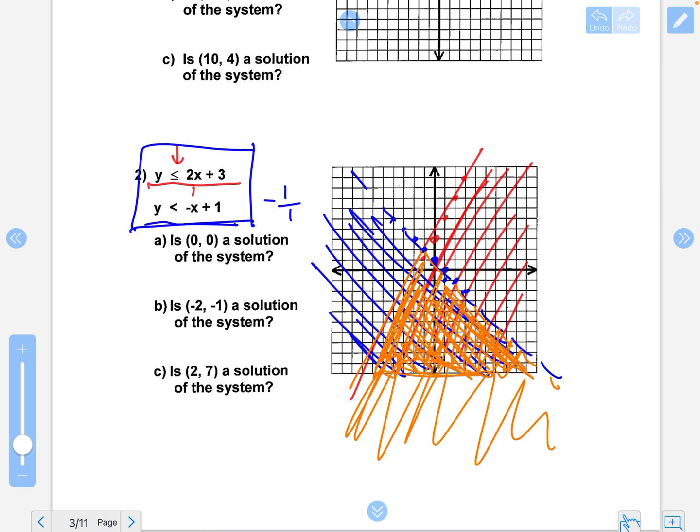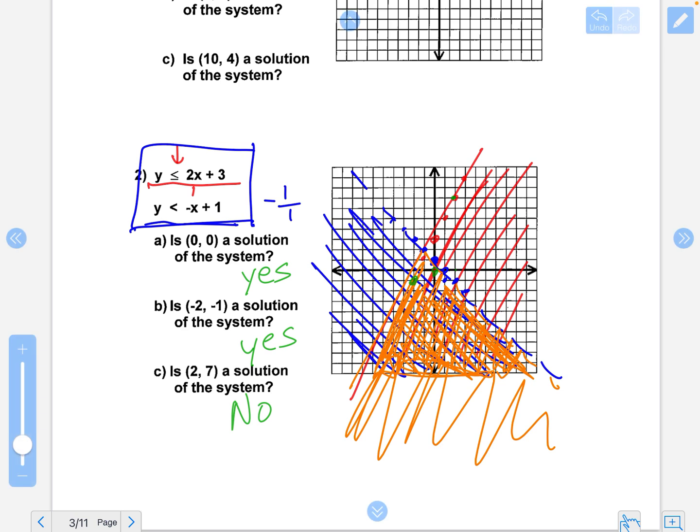So is (0, 0) a solution? Well, it's right there. If I'd drawn my line correctly, yes, it would be in the double shaded area. Is (-2, -1)? Yes, it's in the double shaded area. What about (2, 7)? It's on the line, but it's not anywhere near the double shaded area, so no.